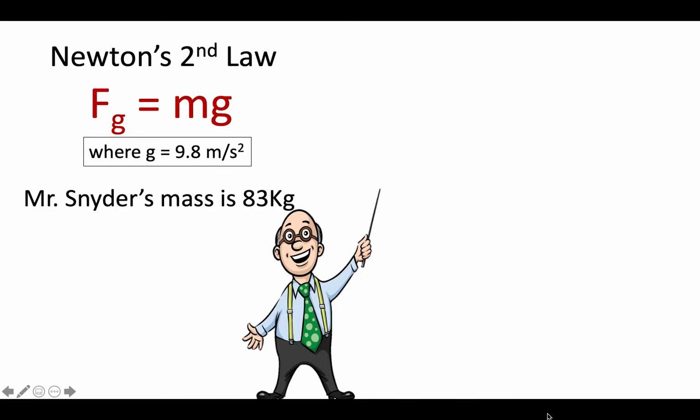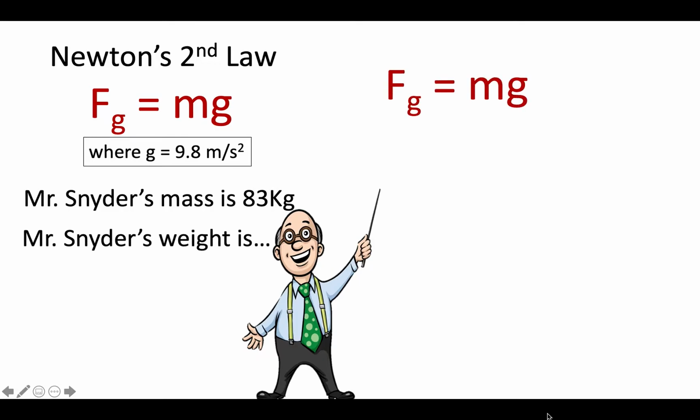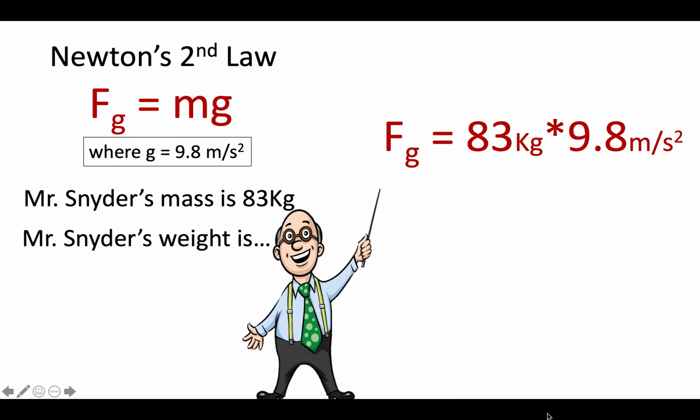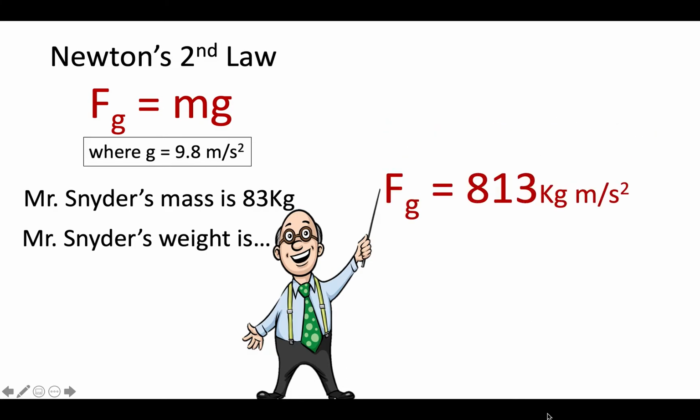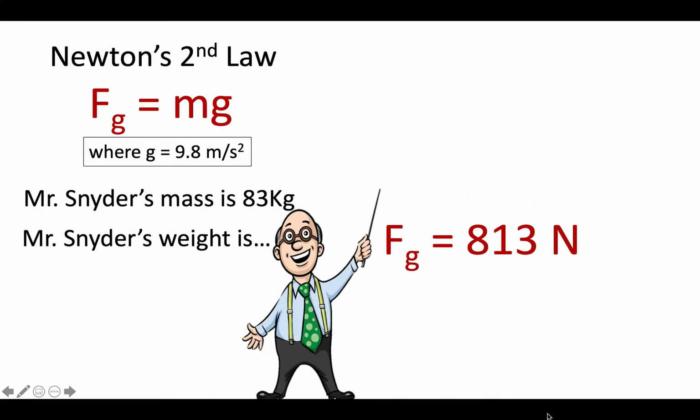If you want to talk about my weight or the force of gravity on me, that's a different idea. Mass is the amount of stuff. Weight is your stuff in a gravity field. So for me, the force of gravity would be my 83 kilogram mass times the Earth's acceleration of 9.8 meters per second squared, which means my weight is 813 kilogram meter per second squared, but we just call that a Newton, so my weight is 813 newtons. That's the force of gravity on me.